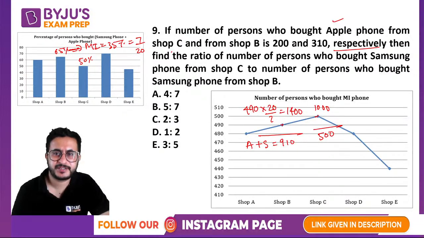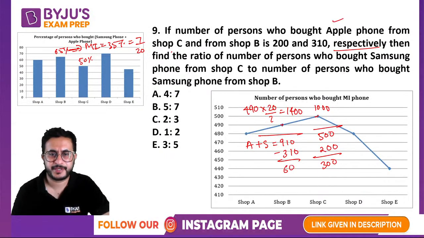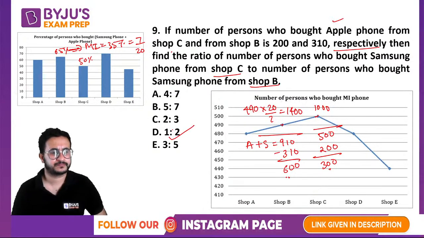So from C it is 200 and 310 from this. So 200 means this will become 300, and this is 310. So this you get as 600. Okay. Now it is asking shop C ratio shop B. So 300 ratio 600, the answer is 1:2.